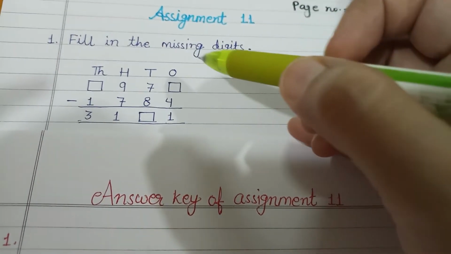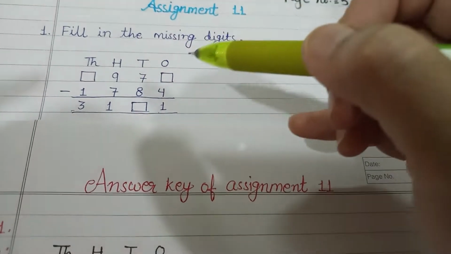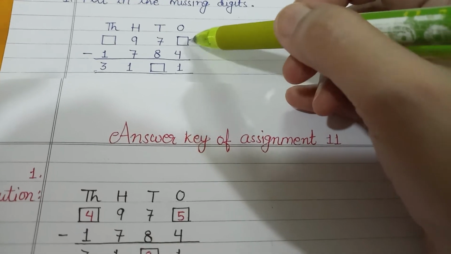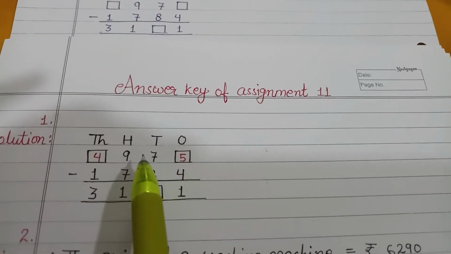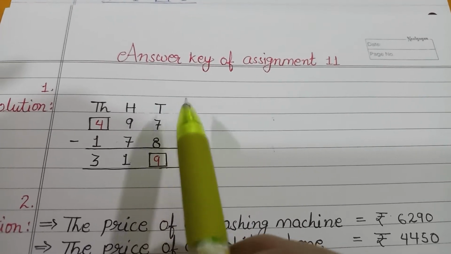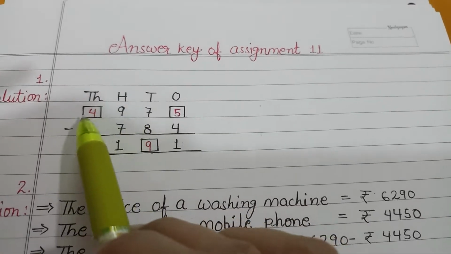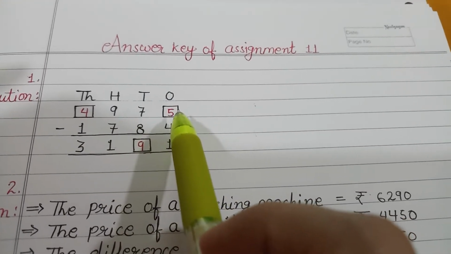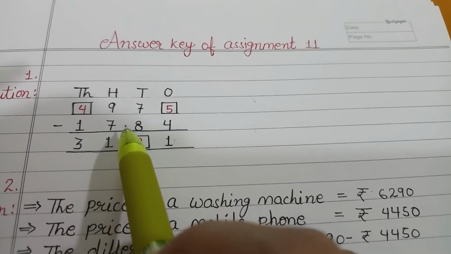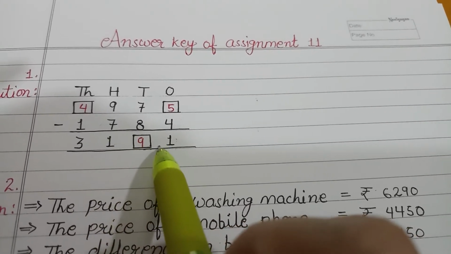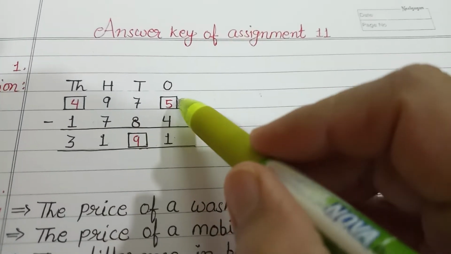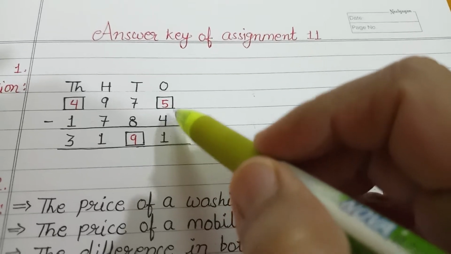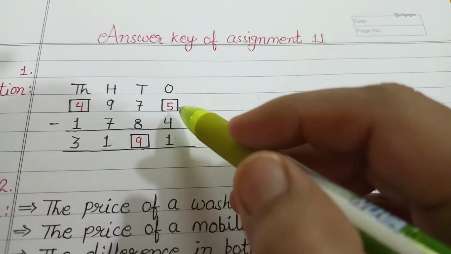So, the first question was to fill in the missing digits. I have taught you how to find the missing digit. Here you have one missing digit, here and here. The number on the top in subtraction is called minuend. The number which we are subtracting is called subtrahend, and the answer is called difference. So, here minuend was missing. You have to find minuend. For that, we have learnt some points.